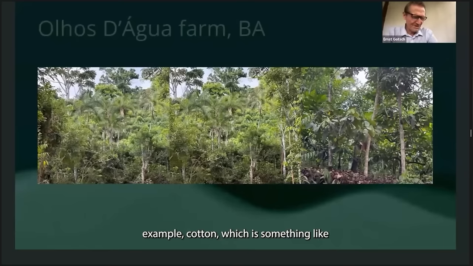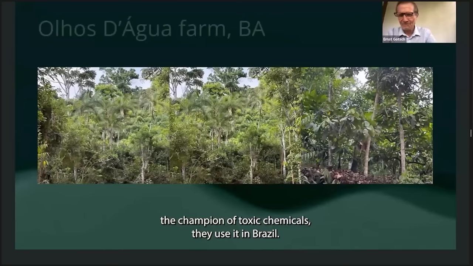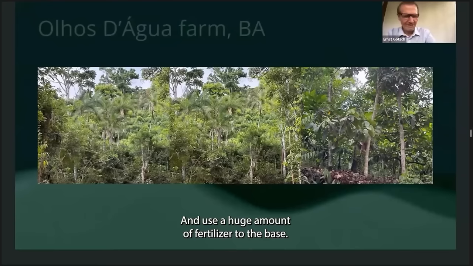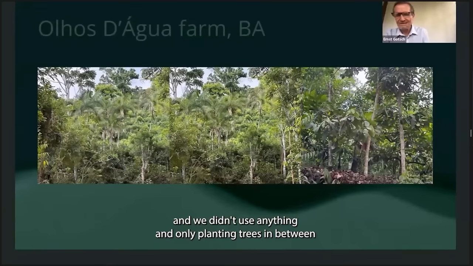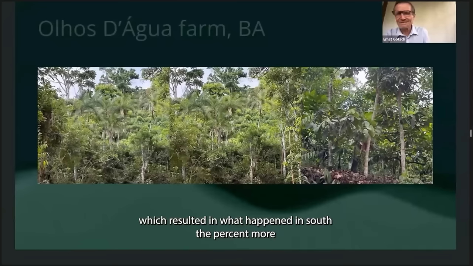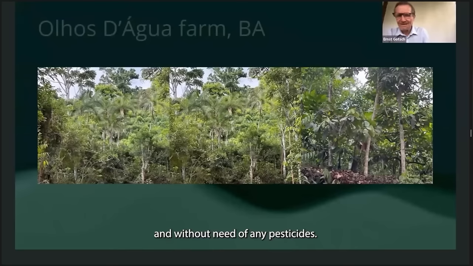So for example, cotton, which is something like world champion of toxic chemicals they use for it. Here in Brazil, they normally spray about 30 to 35 fold during one period of cotton production, and use a huge amount of fertilizer to the base and for that culture. And we didn't use anything, and was only planting trees in between, and then cover the soil with shredded material, which resulted in 130% more, not 30%, 130% more cotton, and without need of any pesticides, no insecticides, no fungicides, no herbicides, not anything.